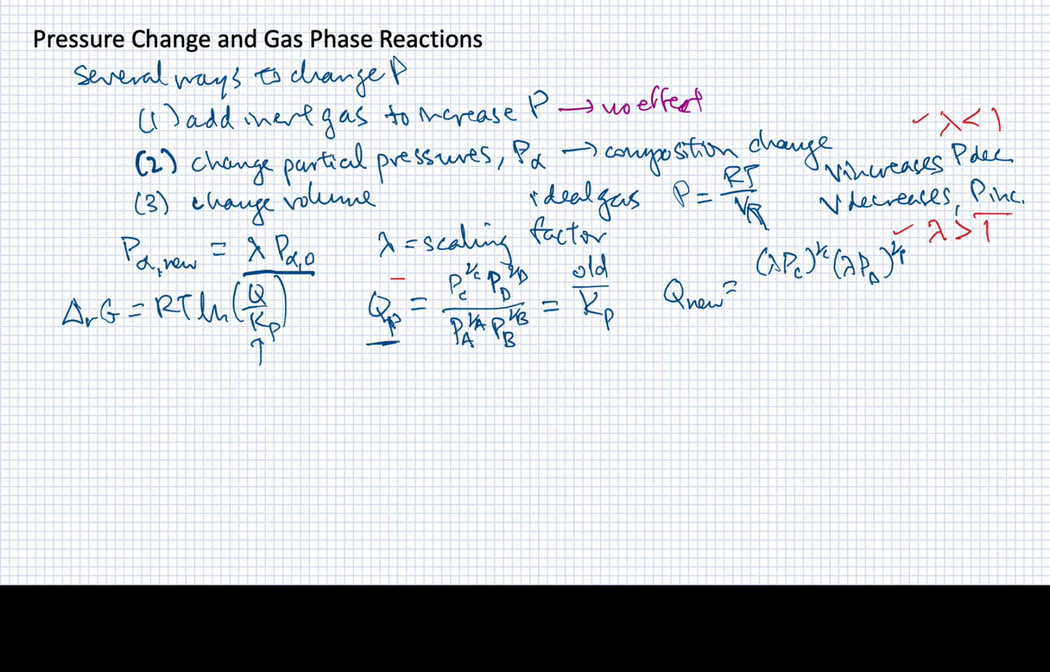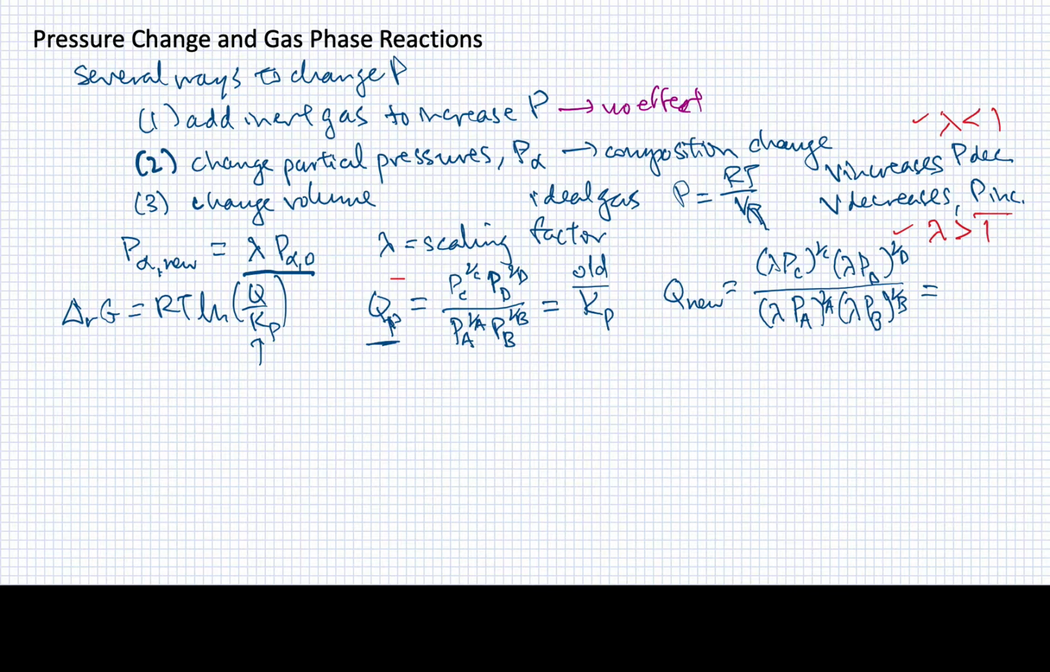Okay, where again I have the products divided by the reactants. And I know when you see this, it's tempting to say, oh okay, so all of those lambdas are going to cancel now. But the lambdas are raised to different powers. And this is where the fun comes in.